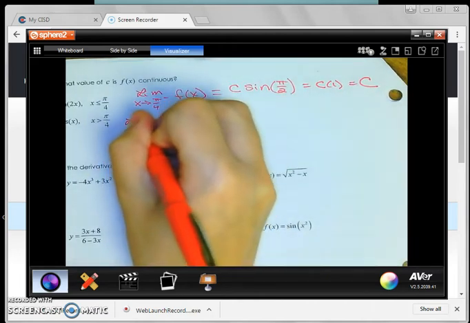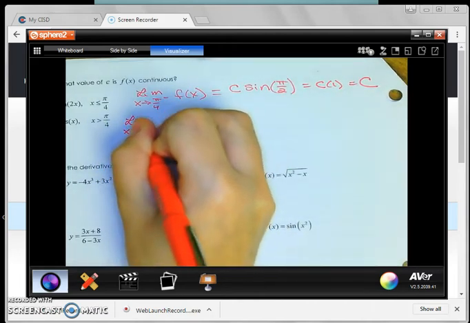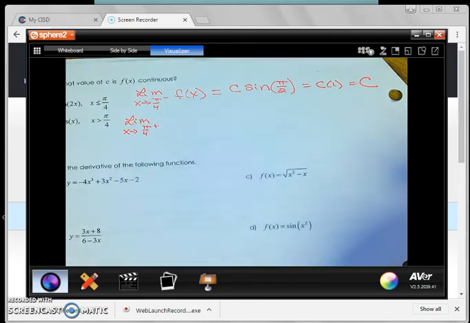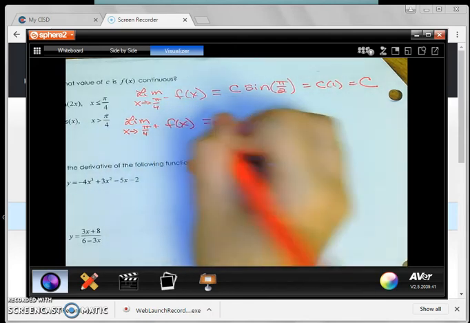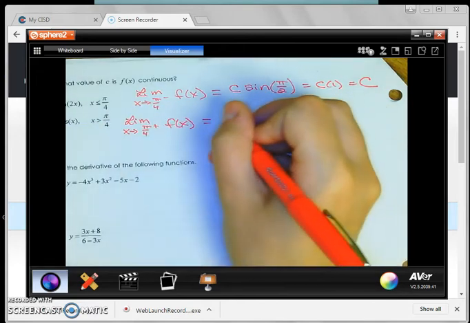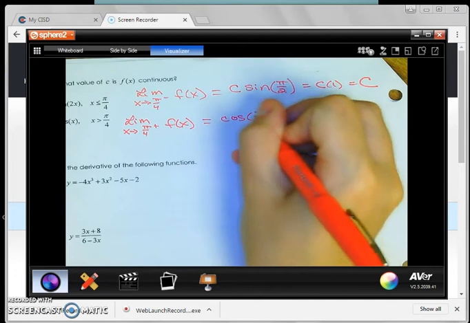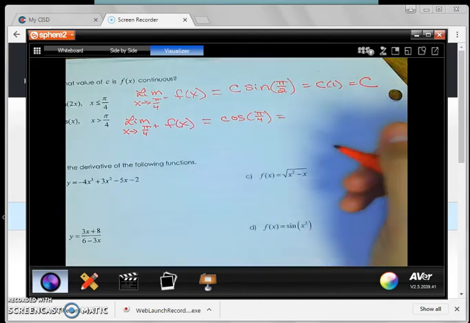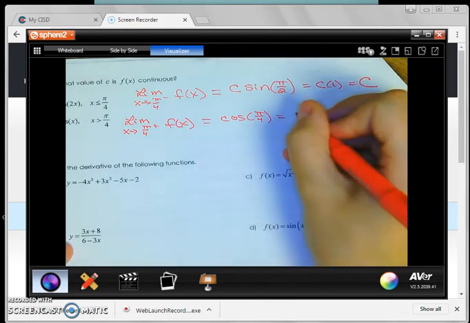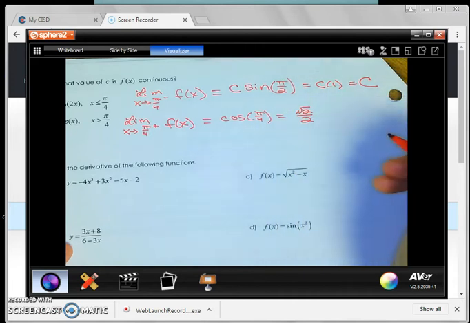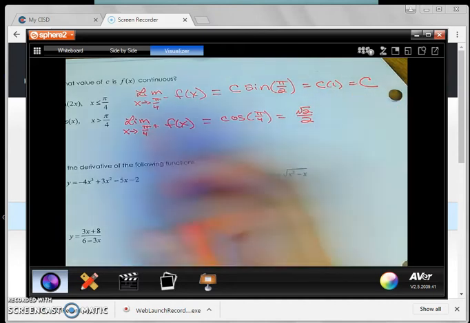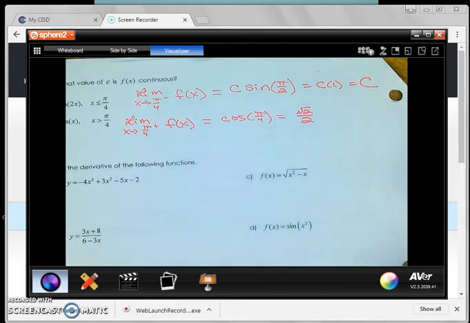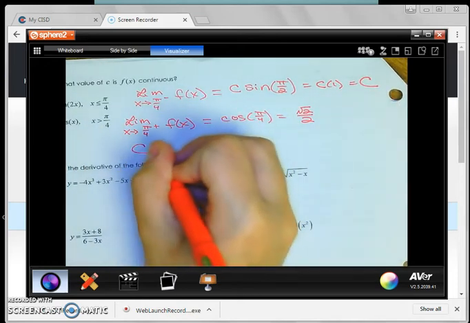Now I'm going to try to find the limit as x approaches pi over 4 from the right, again of f of x. And so now I'm plugging into there, so it's just the cosine of pi over 4. So cosine of pi over 4 from your unit circle is going to be positive radical 2 over 2. Okay. So all I need is for c, for this and this, to be the same. Well, that's easy. I didn't even need to solve. So basically, if c equals this, then the function is continuous. Okay, so we just set those two things equal to each other.